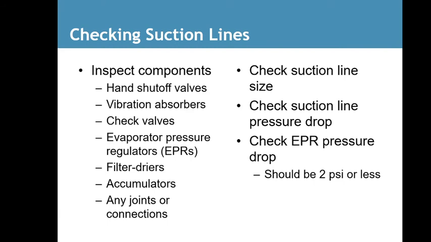Checking suction lines. Inspect components: hand shut-off valves, vibration absorbers, check valves, evaporator pressure regulators, filter dryers, accumulators, any joint or connection. Check suction line size, check suction line's pressure drop, check EPR pressure drop, should be 2 psi or less. This is our last slide.